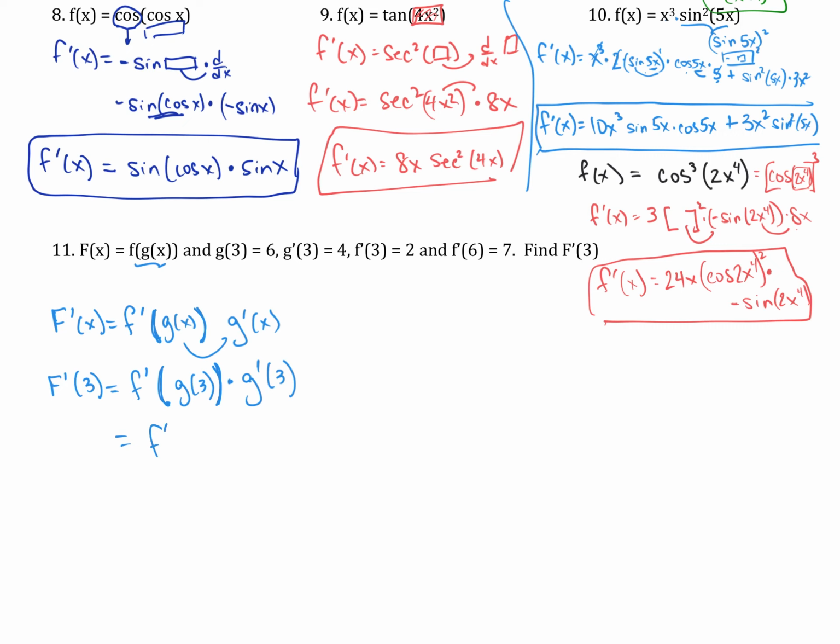So now it gives me f prime. Okay, well, what's g of 3? G of 3 is 6, times what's g prime of 3? G prime of 3 is 4. So now I need f prime of 6. F prime of 6 is 7, times this 4 gives me a final answer of 28.